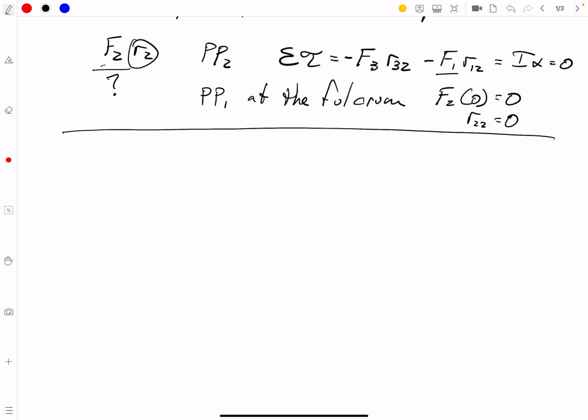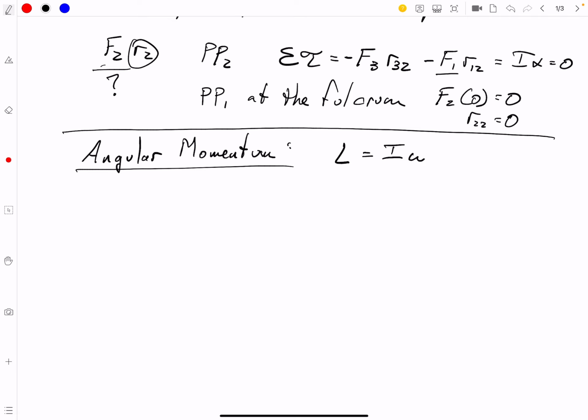So let's move on to angular momentum. Angular momentum is pretty big on this test. Angular momentum is called L. It's equal to I omega. Just like linearly, momentum is equal to mV. Here's our mass, here's our angular velocity, here's our mass, here's our linear velocity.